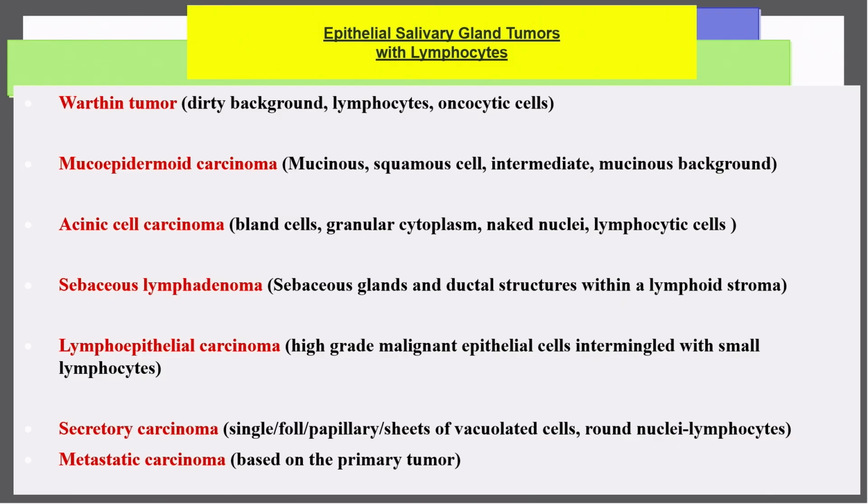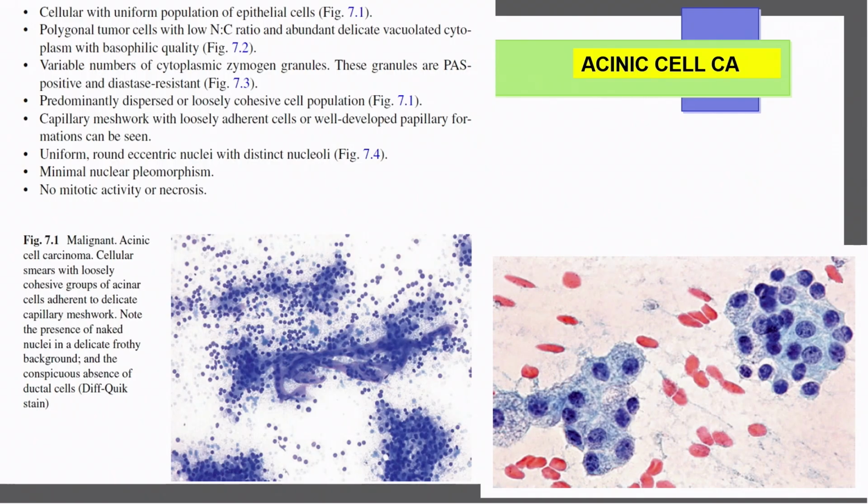But I would also like to mention that there are many different entities in which we have an epithelial component associated with lymphocytes. Warthin tumor, in which you have to recognize three elements: dirty background, lymphocytes, and oncocytic cells. Mucoepidermoid carcinoma, as mentioned before. Acinic cell carcinoma, in which we have this lymphocytic component in 30% of the cases. Sebaceous adenoma and carcinoma. Lymphoepithelial carcinoma, which is a high-grade carcinoma with small lymphocytes percolating in the cluster, secretory carcinoma, and a metastatic localization, especially in the parotid.